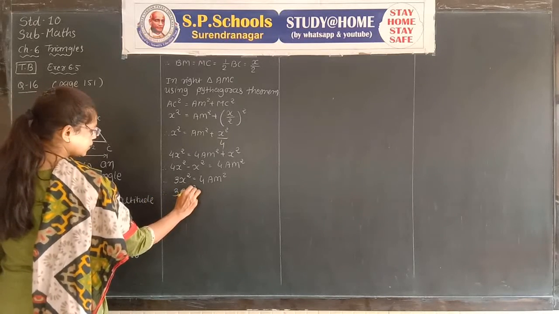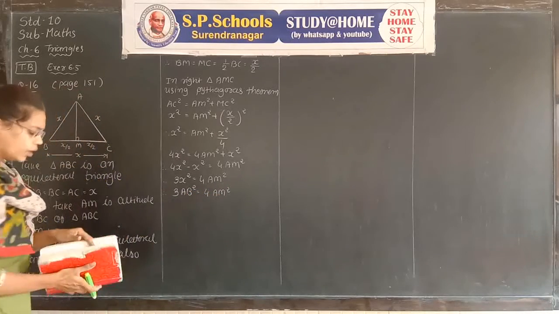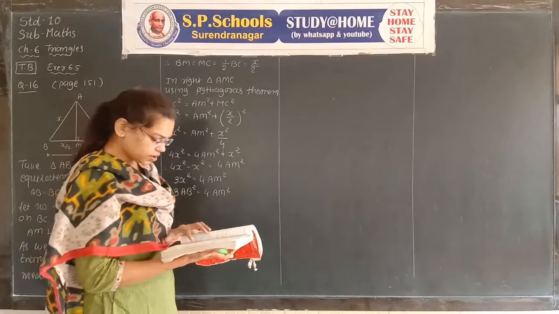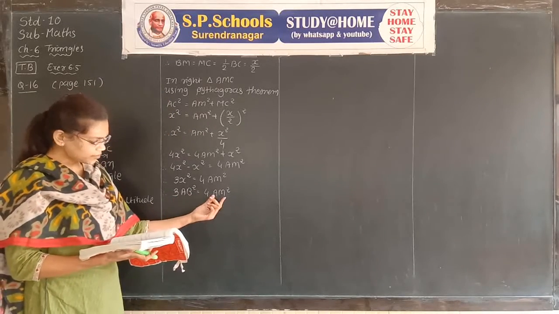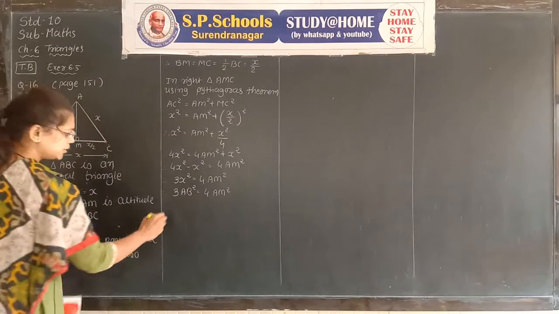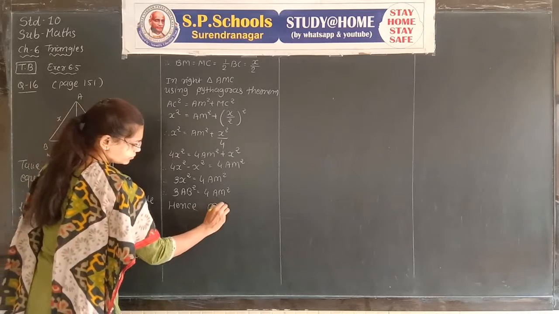Now replace x with any side AB, BC or AC. 3AB square is equal to 4 into AM square. Now what do we want to prove? Three times the square of one side is equal to 4 times the square of one of its altitudes. Hence proved.